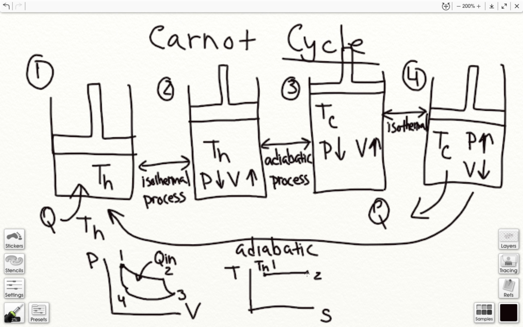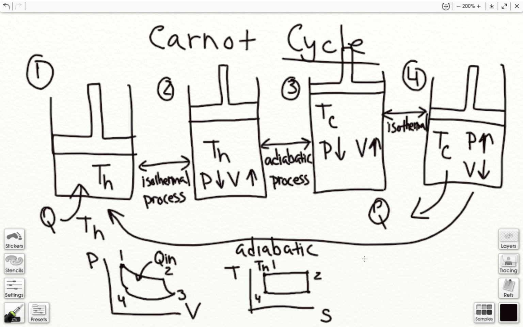Going from 2 to 3, we saw a drop in temperature down to TC, and since this is an adiabatic process, there is no heat exchange and our entropy stays constant. Going from 3 to 4, we now see a decrease in entropy as heat is leaving the system and the temperature stays at TC. And then going from 4 to 1, we return back to the original state. So this is known as the temperature-entropy graph.